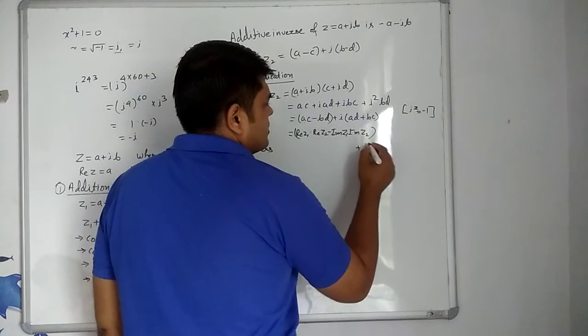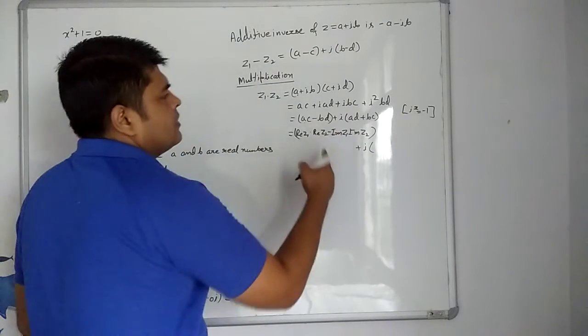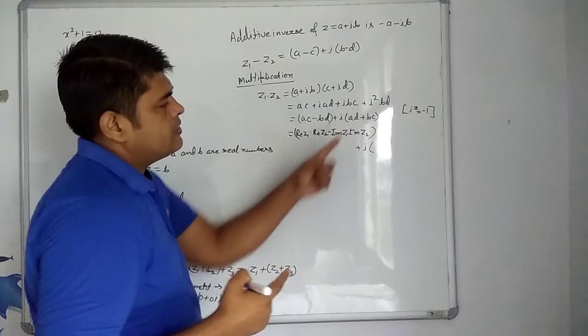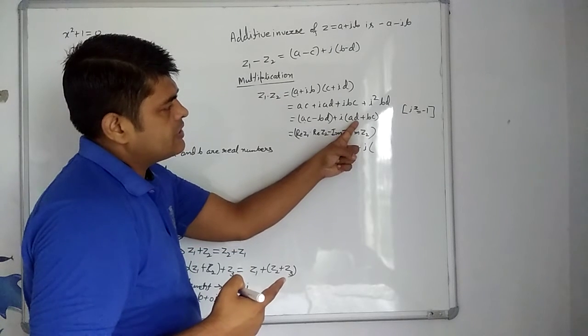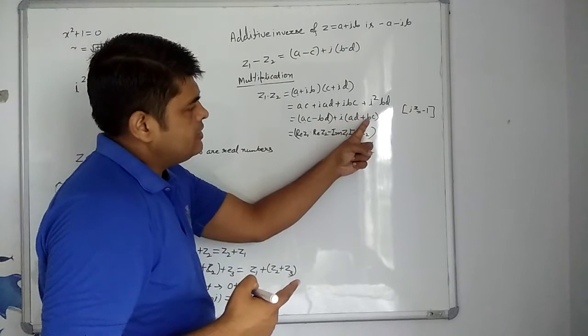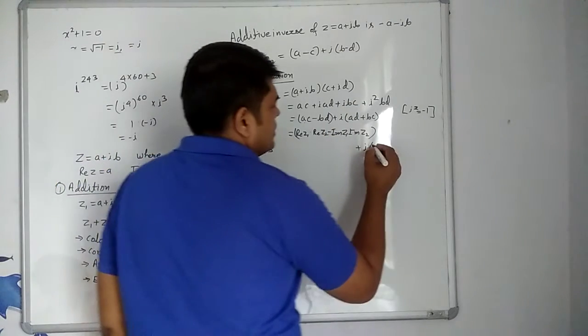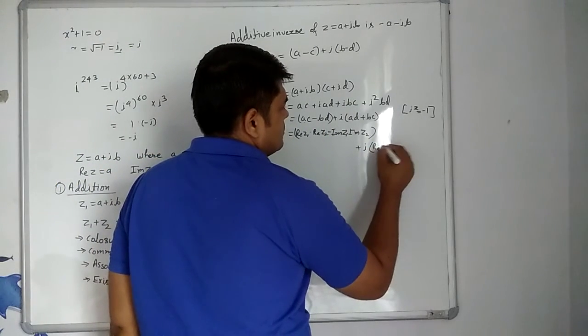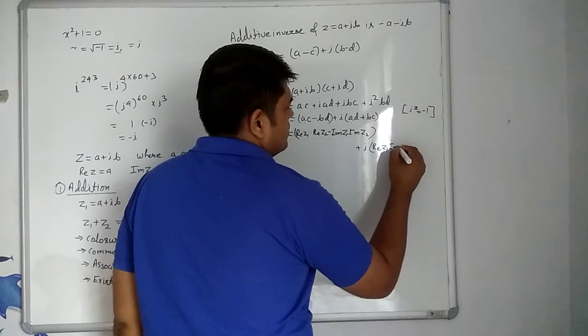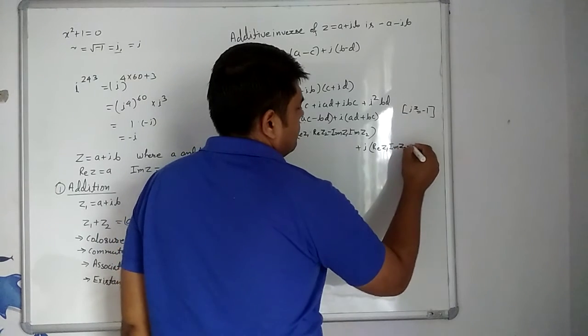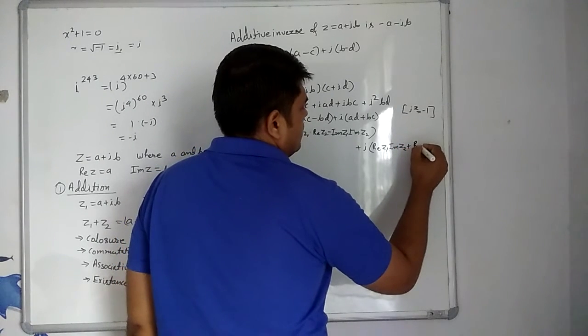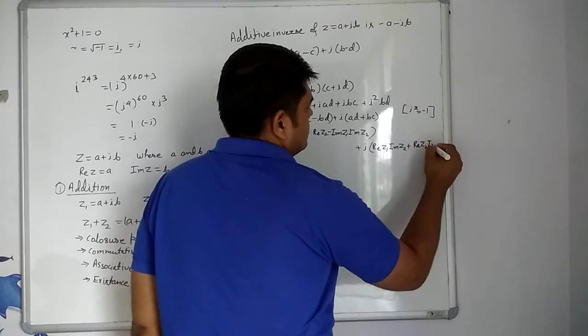Now come to the imaginary part of this. So you have real part into imaginary part. Real part of first, imaginary part of second, and B is the imaginary part of first, C is the real part of second. So it is real part of Z1 into imaginary part of Z2 plus real part of Z2 into imaginary part of Z1.